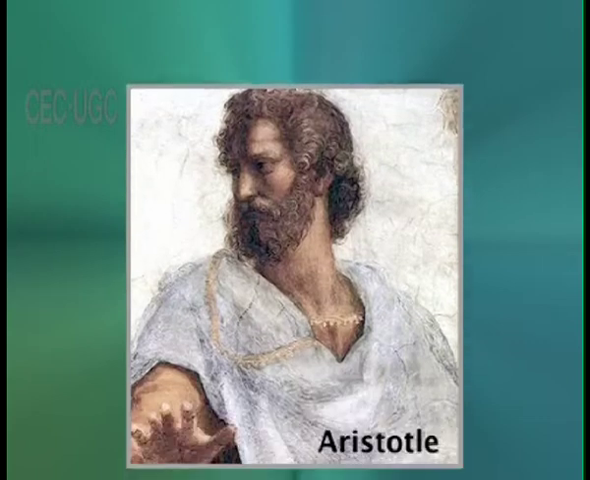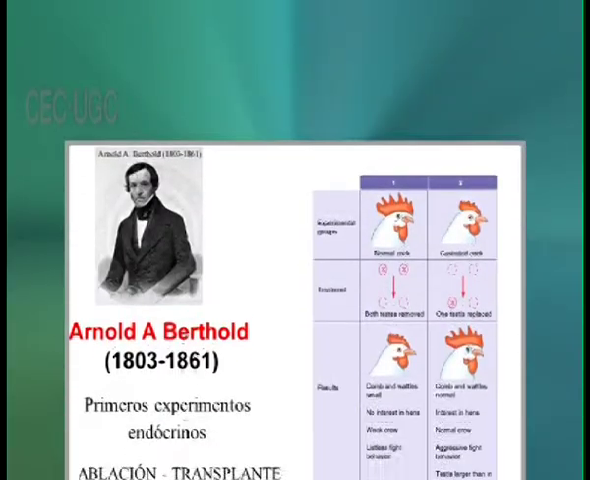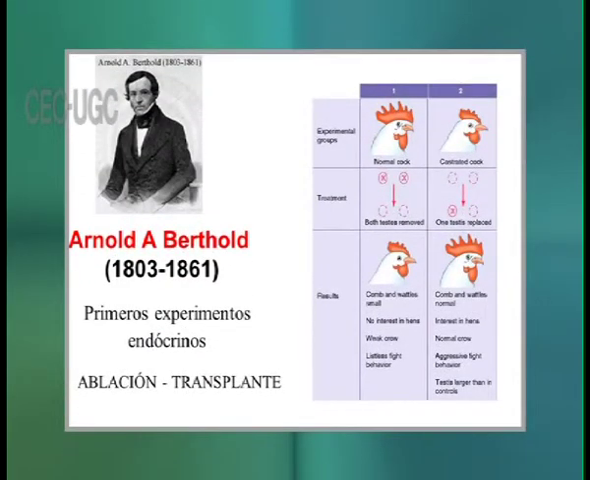The effects of castration were described by Aristotle over 300 years BC. Removal of testes, or castration, as a form of punishment or tribute dates to antiquity. In 1849, Arnold Berthold conducted the first systematic experiment in this field, now recognized as the beginning of experimental endocrinology. Berthold removed the testes of chickens, noting that following castration, males no longer stooped, crowed, or were tempted to mate.